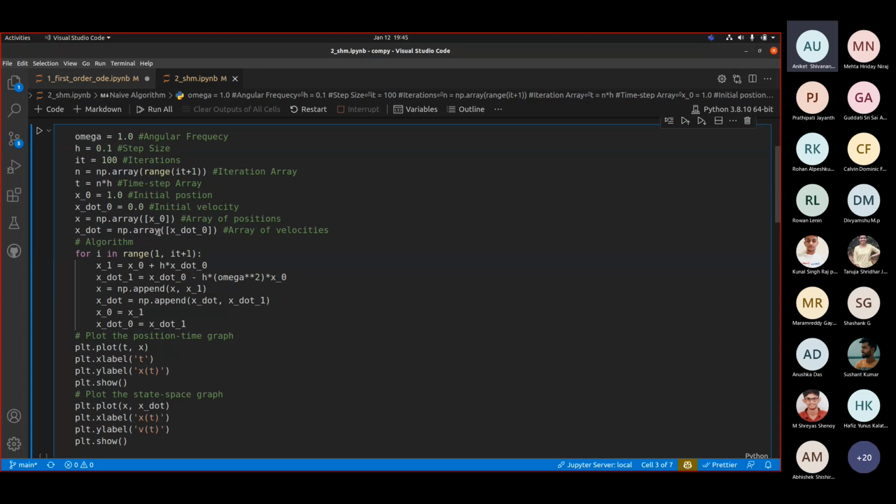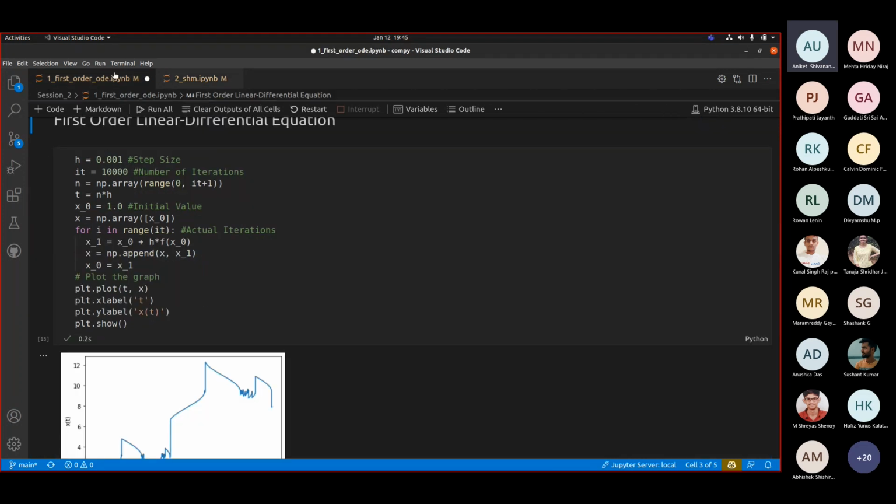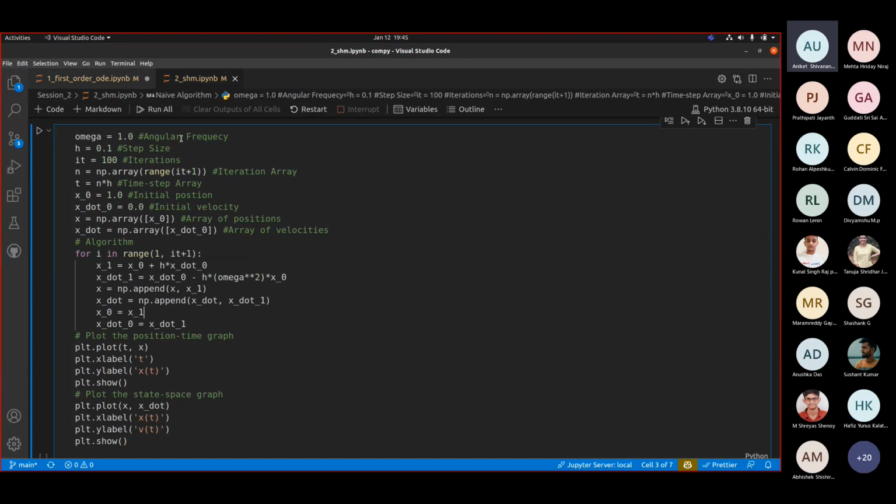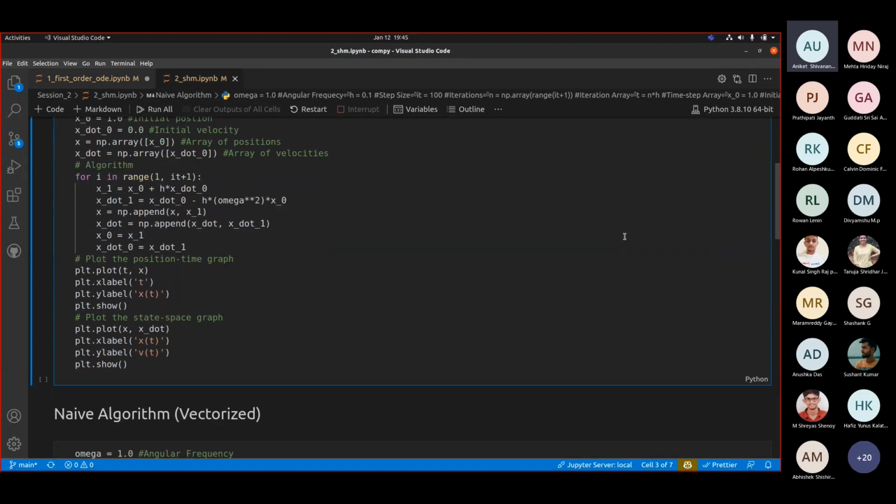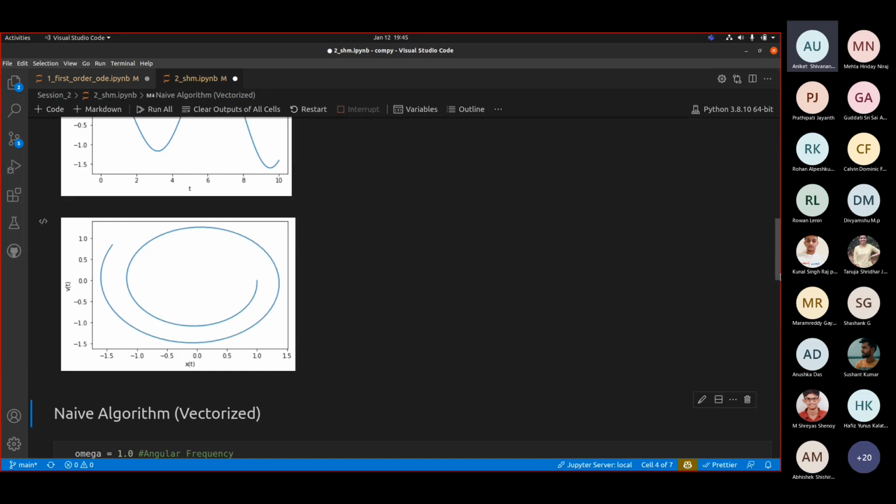I have not done anything except copy down what was written here. Then I append this x to an array, and this x dot, which is our velocity, to an array, and then I update these two. It is basically the same equation, but we are doing everything twice. So here you will see 3 statements, here you will see 6 statements. That is all that we are doing, and we will run this.